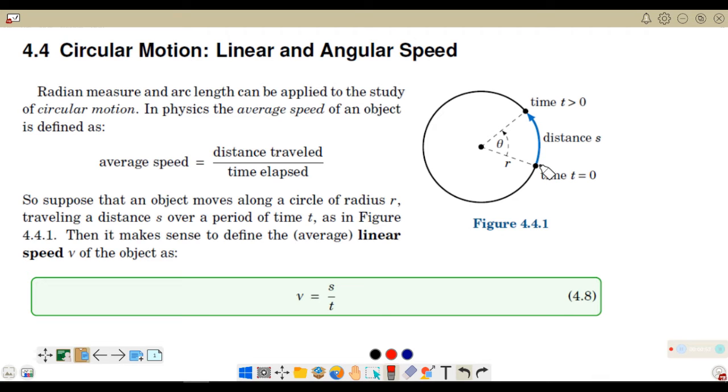Halimbawa, ito yung object natin. Kunyari, ano siya? Car. Ayan. Say for example, we have a car. And that car is traveling a distance s over a period of time t. So, from this point, nag-travel siya papunta dito sa point na to. Halimbawa, ito yung bahay niya. Tapos pupunta siya sa school. So, the distance he covered from his house to the school is defined by the letter s.